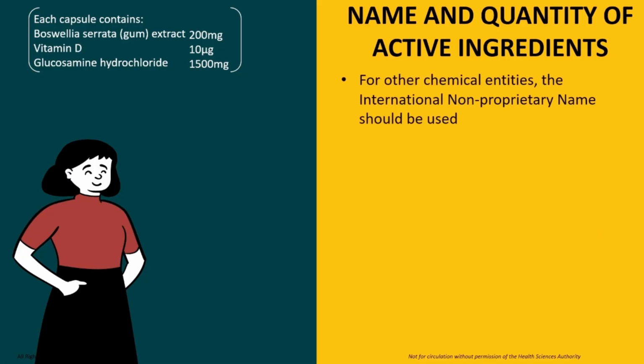For other chemical entities, the International Non-Proprietary Name, or INN, should be used. For example, use glucosamine hydrochloride instead of any ingredient brand name. This ensures clear identification of the ingredient and prevents confusion.